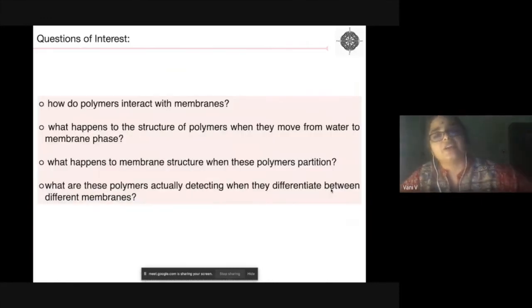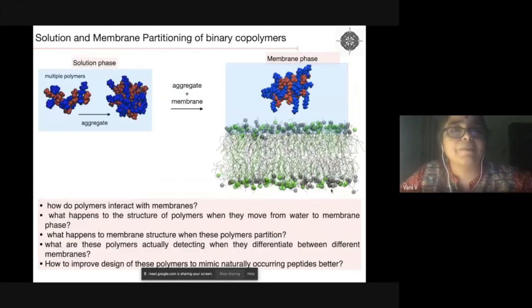So as I said, the questions of interest for me as a physicist are: how do these polymers interact with these membranes? What happens to these structures when they go from water to the membrane phase? What happens to the membrane itself when these things interact? And how do they differentiate between a bacterial membrane and a cellular membrane? Is it just the charge? Is it something else? These are the kinds of questions that I'm interested in.